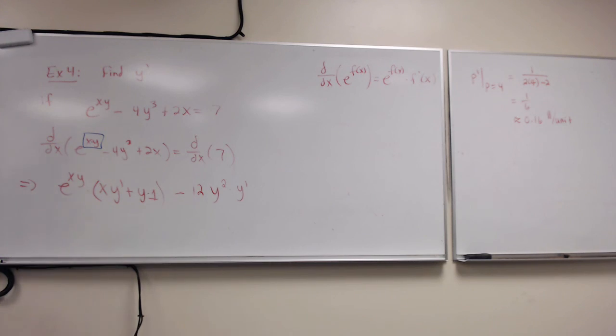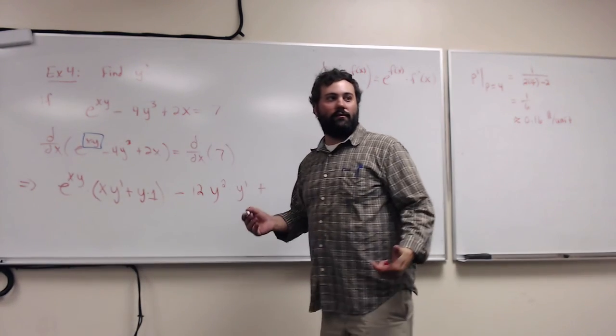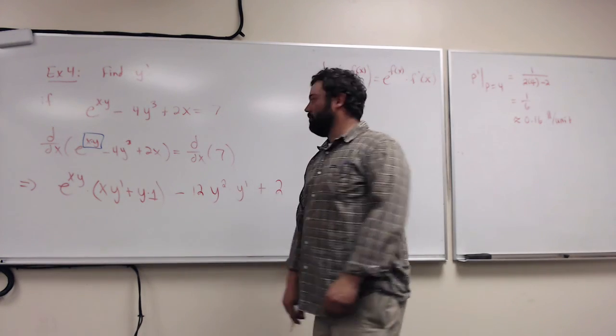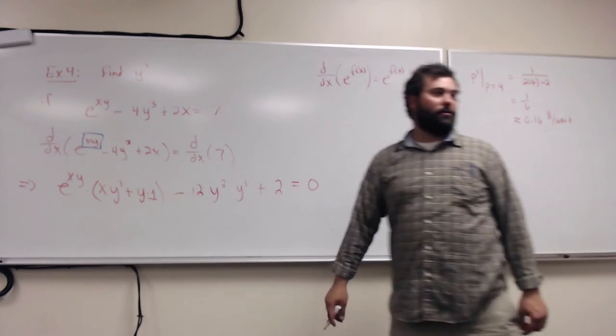Okay. And then how about the derivative of 2x? X is just the independent variable. So the derivative of 2x is just 2. And then the right-hand side would just become 0.